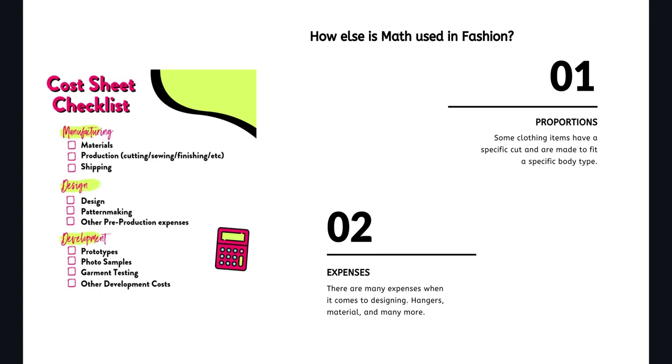Math is also used in expenses. Expenses is a big part of the math aspect of fashion. Calculating the cost of fabric, hangers, thread, and other necessities for the fashion industry involves a lot of math. Calculations are also performed to determine the clothing's production cost, which is very important.